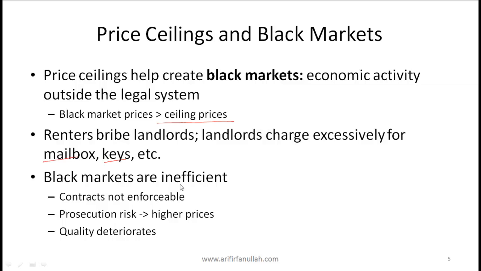Why are they inefficient? Three broad reasons that you need to be aware of. Any contracts made in a black market are not enforceable, because a contract made in a black market cannot be taken to a court of law. Because in a black market people are breaking the law, there is the risk of prosecution, and this might cause landlords to charge even higher prices. And since there isn't regulation, since this is happening outside the legal system, that's another reason why quality might deteriorate.